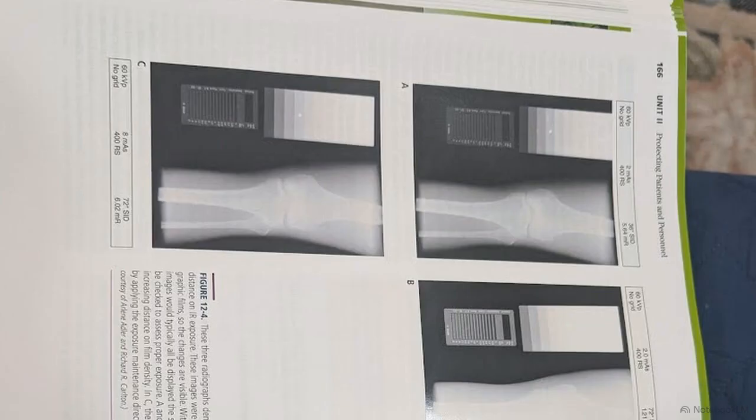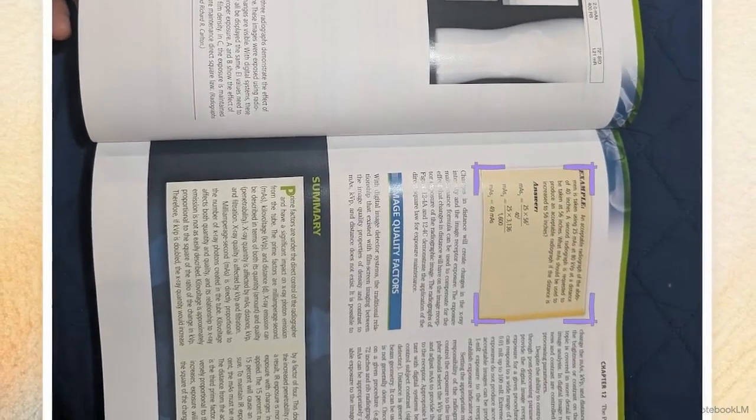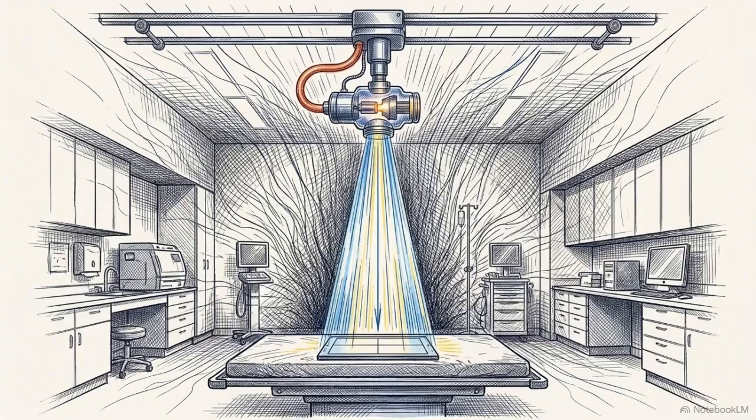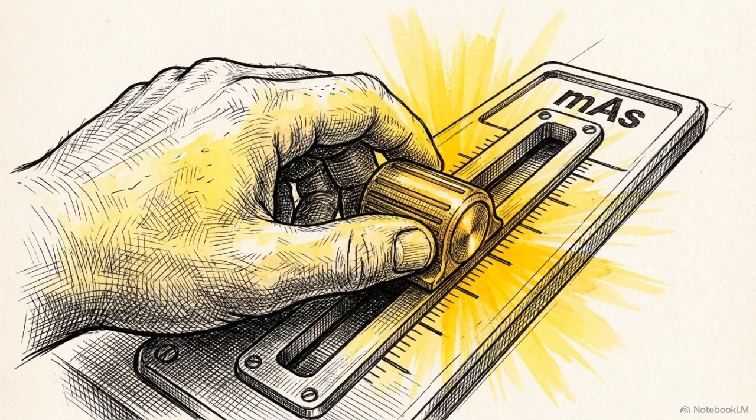Figure 12-4 shows this compensation. We compare image A at 40 inches to image C at 72 inches. To maintain density, mAs was increased from 2.5 to 8. This sharp increase is the direct mathematical result of the square law restoring beam intensity. Distance dictates the baseline intensity of your beam. When physical reality forces that distance to change, mAs is the compensatory tool you use to save the image.